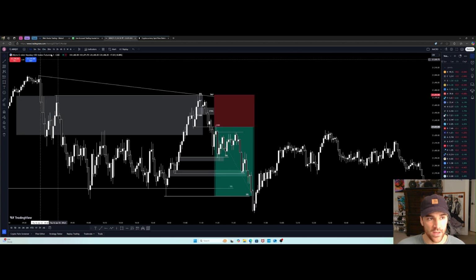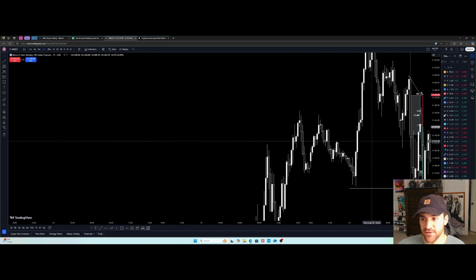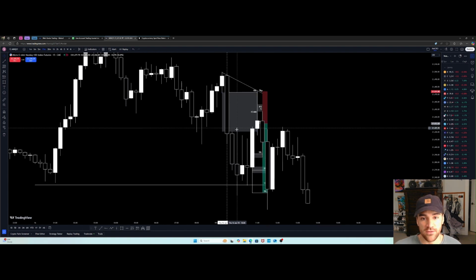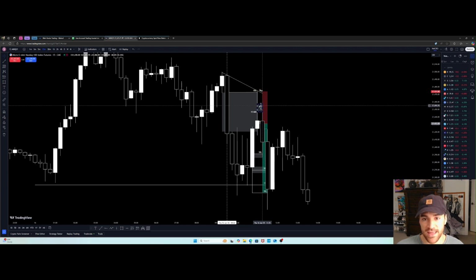First, we gotta look at this. Right here is a 15-minute inverse fair value gap. Right here is a 15-minute fair value gap. As you can see, we were down here at the beginning of the day. We ended up coming back into this. What do we potentially want to use this as? Resistance. To what? The downside. Okay, cool. We already know that.